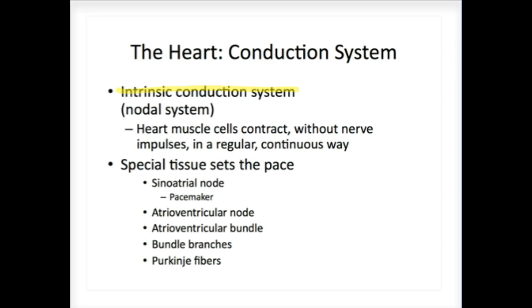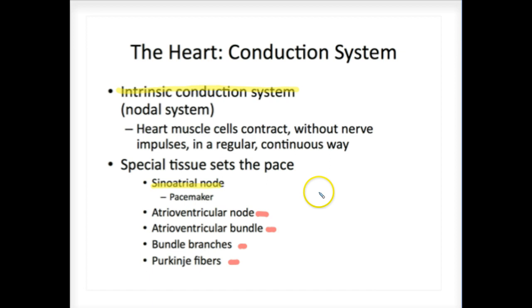Now we have special autorhythmic tissue, and this is what's known as the SA node, or the sinoatrial node. This is the pacemaker. The SA node is what primarily determines the rate of the heart beat. Then we have the atrioventricular node, the atrioventricular bundle, bundle branches, and Purkinje fibers. Notice that by the name you can kind of figure out where this is located. The atrioventricular, so we're going to be around that area of the atria and the ventricles. Same here, the atrioventricular bundles. So you kind of have an idea of where we're going.